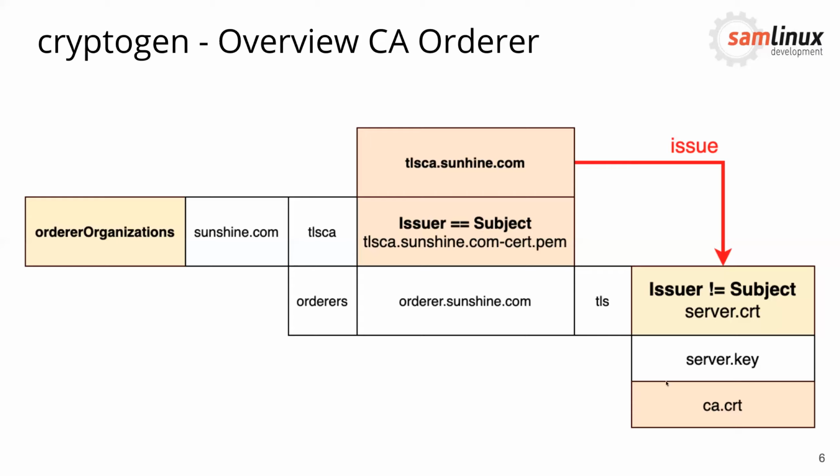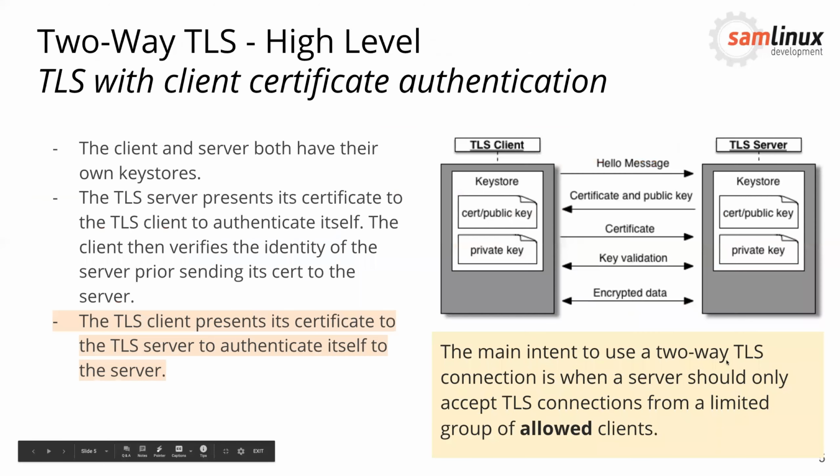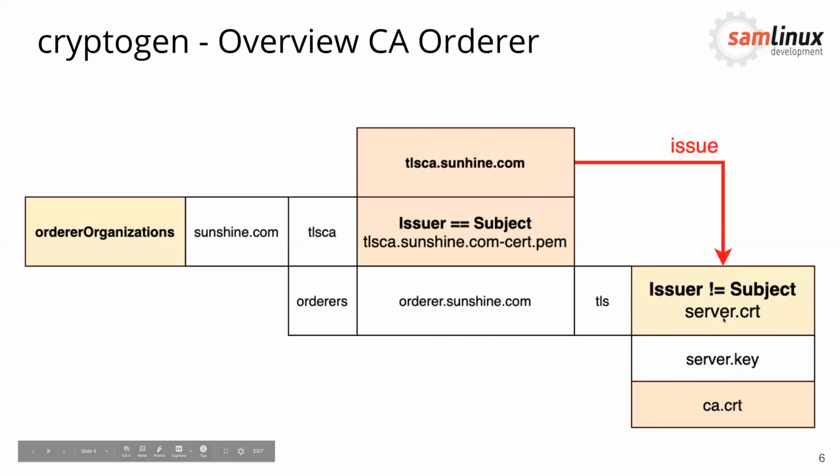So cryptogen simply copies this certificate and names it the CA cert. And that's the root TLS cert for the orderer here. And the server cert file, this is the certificate of the server. And in this certificate, we will have the public key and the signing cert. And the server key, that's the private key. The private key will never be sent to any other position here.